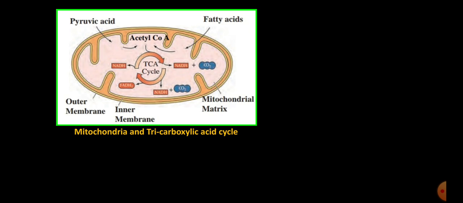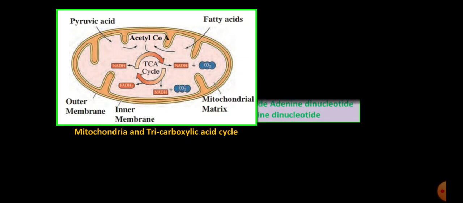So this was all about the tricarboxylic acid cycle. Okay, so here one molecule of glucose is completely oxidized, forming carbon dioxide, water and energy in the form of ATP.